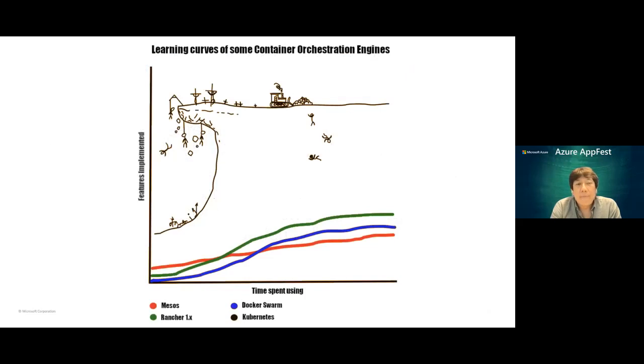Right, so this is just a meme, about the learning curve of container orchestration engines. Mesos, Rancher, Docker Swarm, those are relatively easy to learn and operate. Whereas Kubernetes is like continuous challenges ahead. I mean, it's not easy to operate and use.